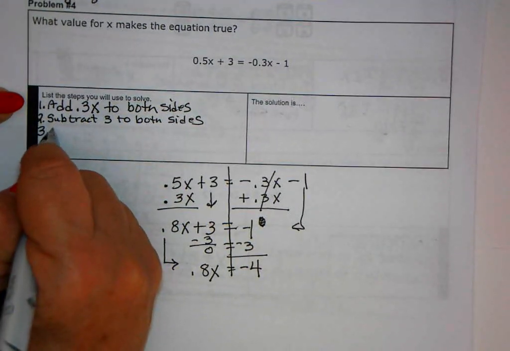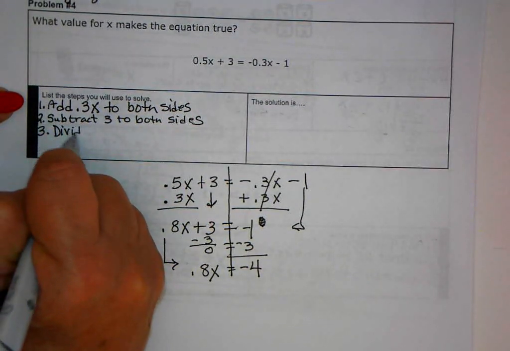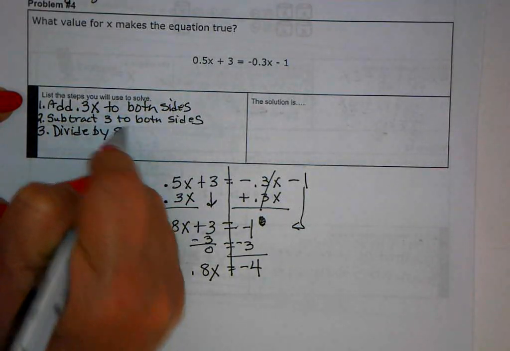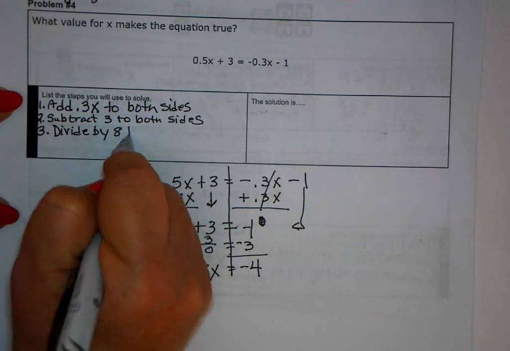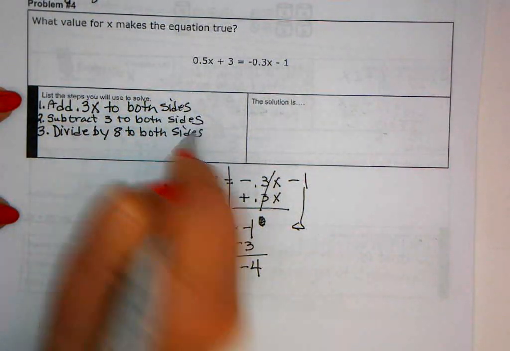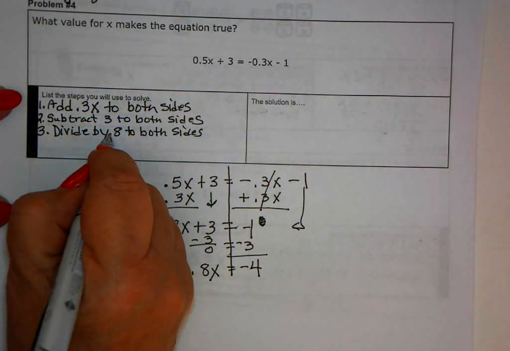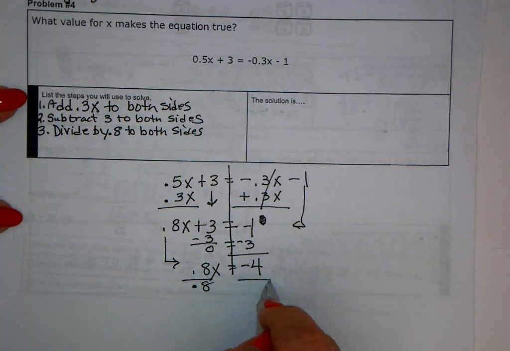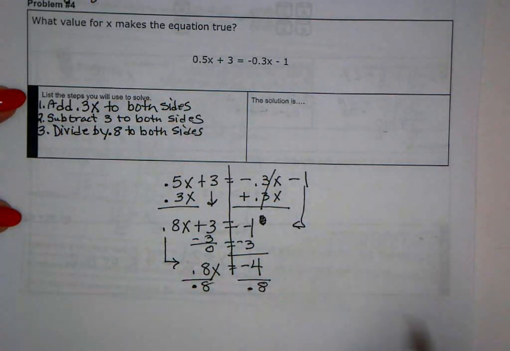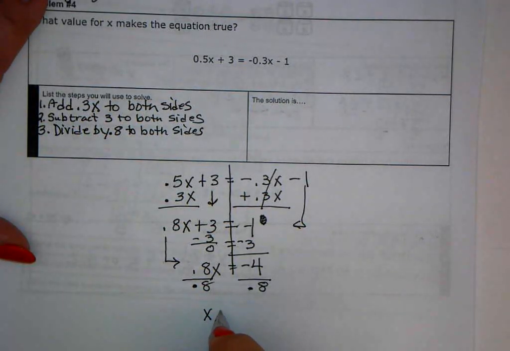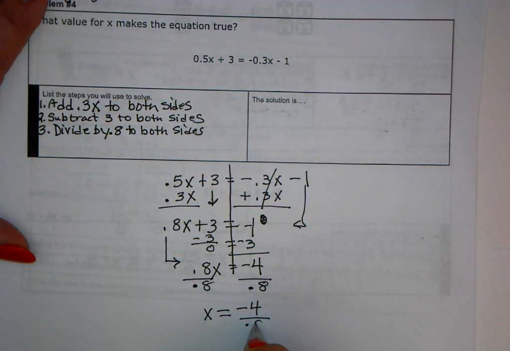Very good. I'm going to divide by 8 to both sides. But it's not 8, is it? It's 0.8, so be careful with that. Now I'm left with x equals -4 over 0.8.